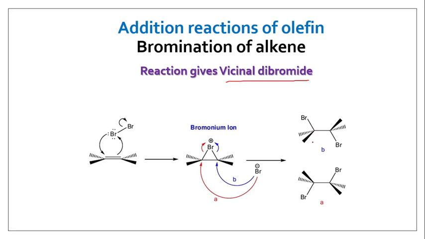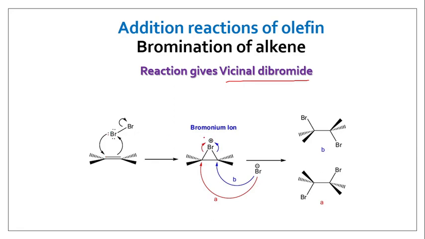If they are present on the same carbon atom, it will be called a geminal dibromide, but it is a vicinal dibromide formed in this molecule. So let us see what this addition reaction of bromine to the olefin is. In this case, the double bond is attacked by Br2. So Br2 attacks the double bond first.